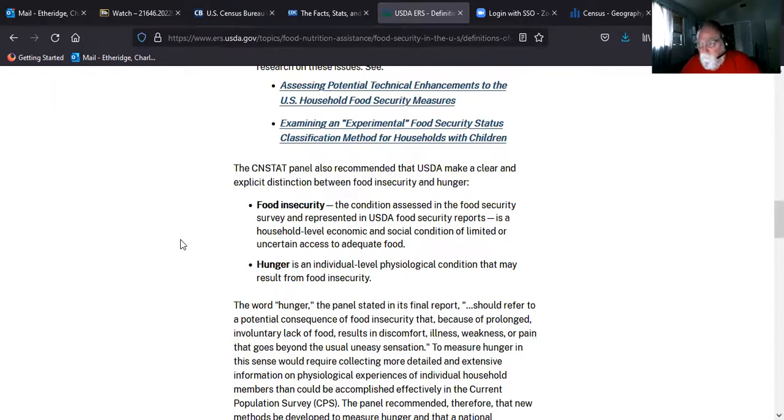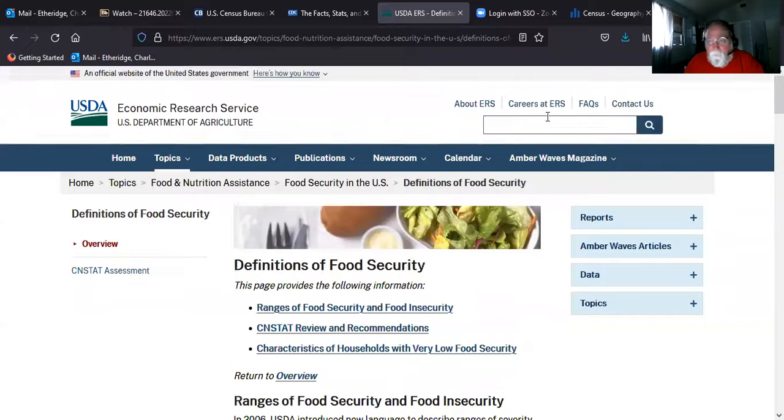Hunger results from food insecurity. You don't have enough to eat. You're hungry as well. And again, I don't like to knock my hometown or my home state, but Texas is usually the most food insecure state in the nation, or the second most food insecure state in the nation as well. So food insecurity. How about food deserts?